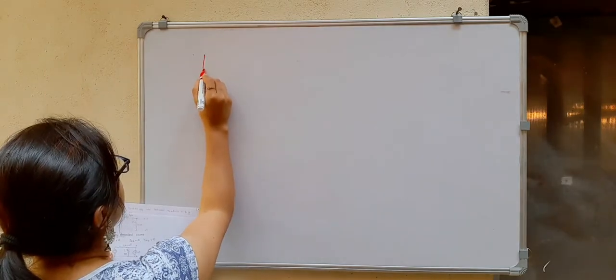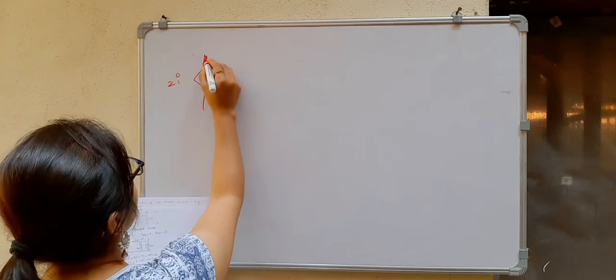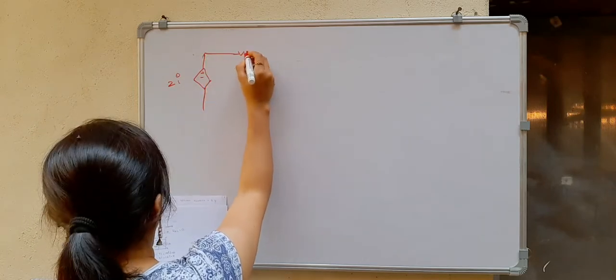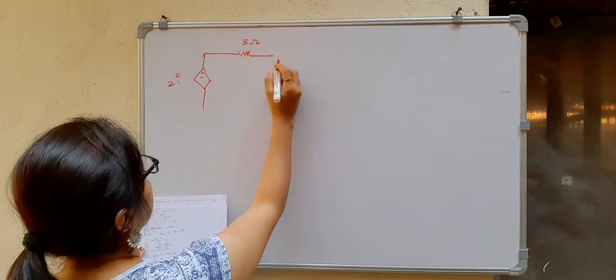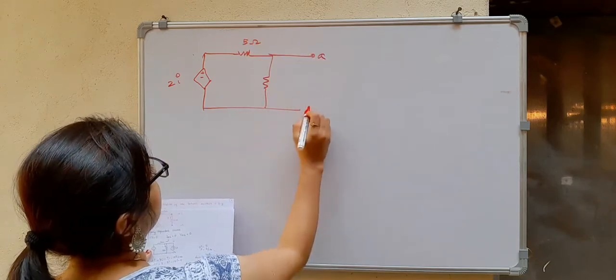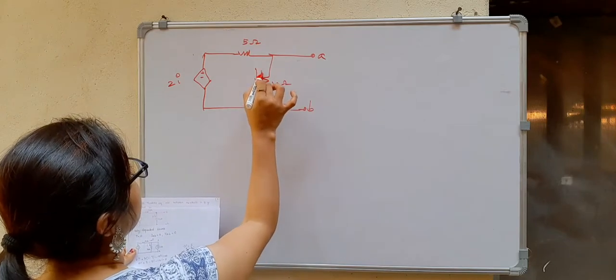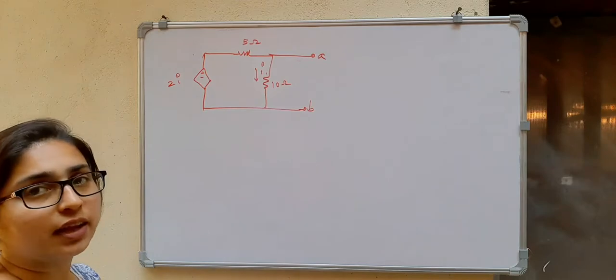See, this is the dependent source. This is the current dependent voltage source. 5 ohm resistor. Here we have 10 ohm. And here they have given the terminals AB. Okay, this is the current which is flowing through the 10 ohm resistor, that is I.